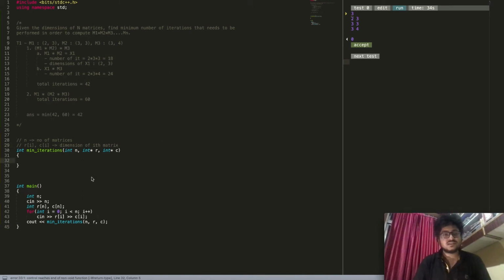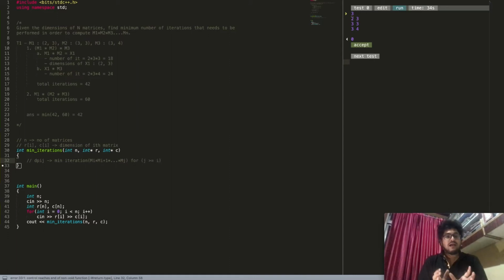We have already discussed several times before that whenever we are trying to solve a dynamic programming problem with the help of memoization, we divide the problem into two different subproblems, where the first one is defining the states of the DP. In this case, we are going to define a two-dimensional DP array, that is DP of i comma j. DP of i comma j will represent the minimum iterations in order to evaluate the expression mi star m of i plus 1 star dot dot dot star mj. This DP of i comma j is defined for j greater than or equal to i.